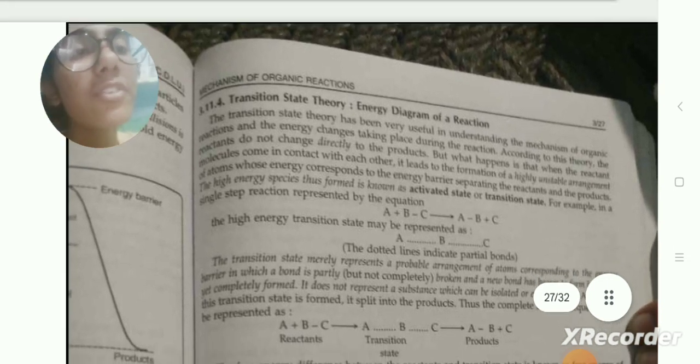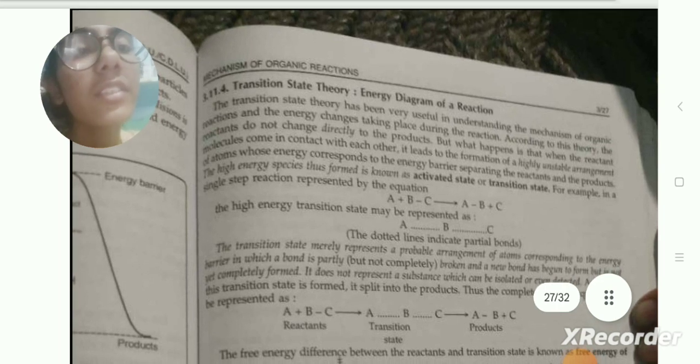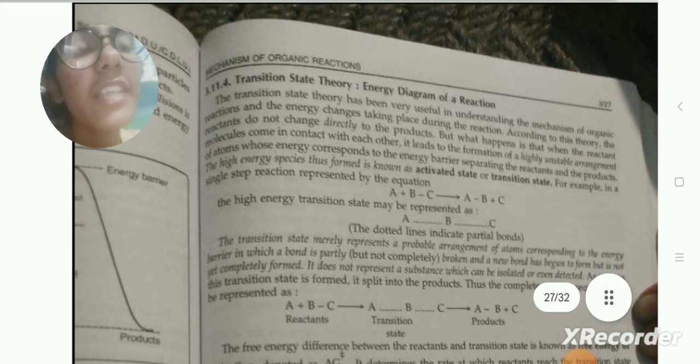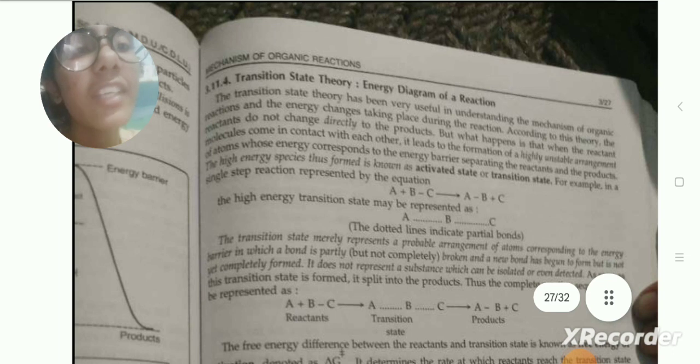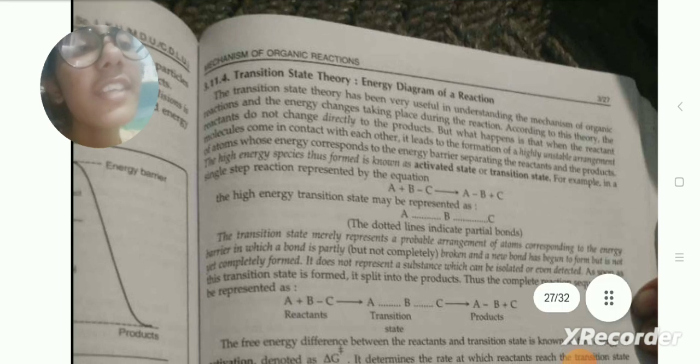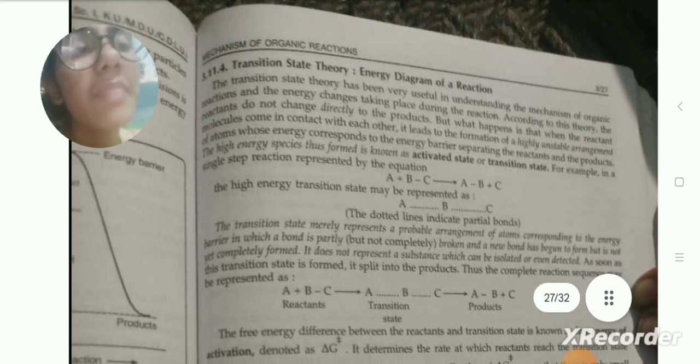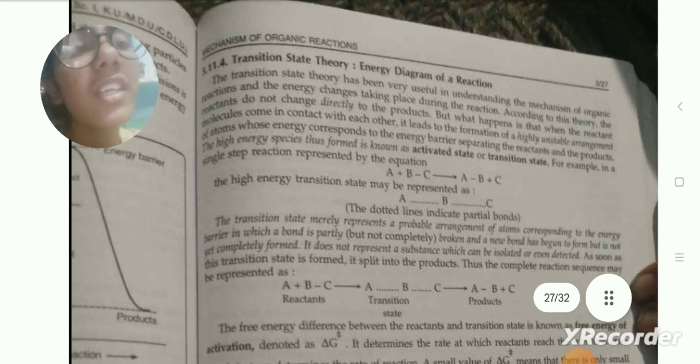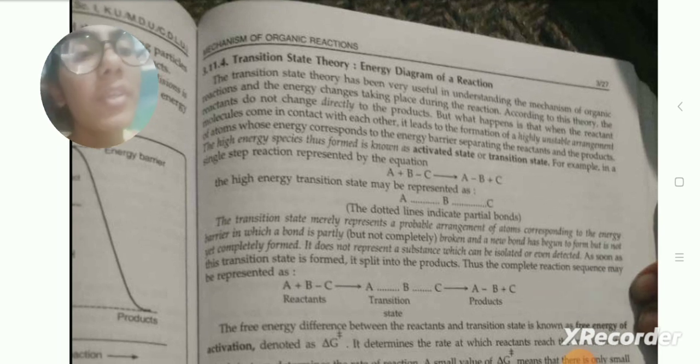Transition state theory: energy diagram of a reaction. The transition state theory is useful in understanding the mechanism of a reaction and the energy changes that take place during the reaction. According to it, reactants do not change directly into the product, but happens when the reactant molecules come in contact with each other. It leads to the formation of a highly unstable arrangement of atoms whose energy corresponds to the energy barrier separating the reactants and the products. The high energy species thus formed is known as the activated state or the transition state.